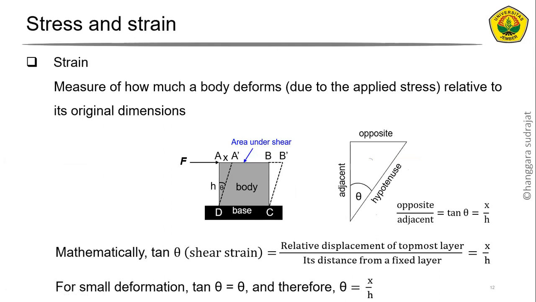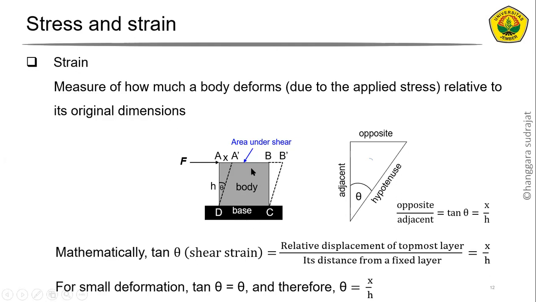What about strain? When we talk about strain, it is actually a measure of how much the body deforms due to the applied stress relative to its original dimension. Let's now look at the solid object here. Let's say that there is a thickness of H, and let's assume that the bottom surface of the solid is attached to a base. So this is a fixed surface.